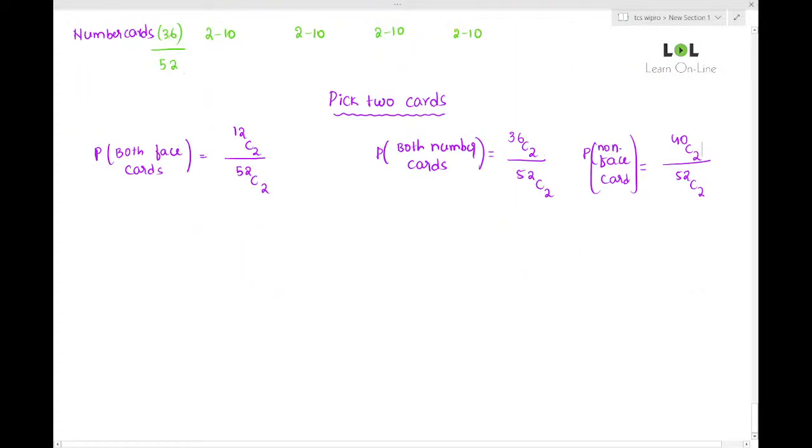Suppose I ask you, let us say, what is the probability of exactly one face card? Carefully here again.